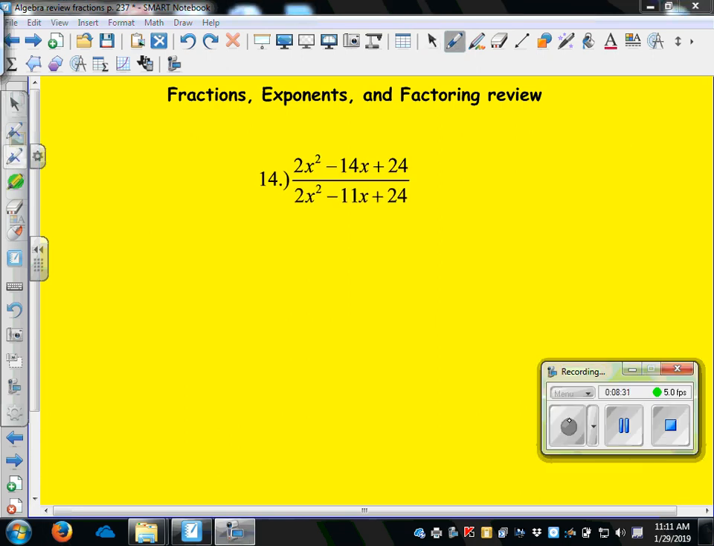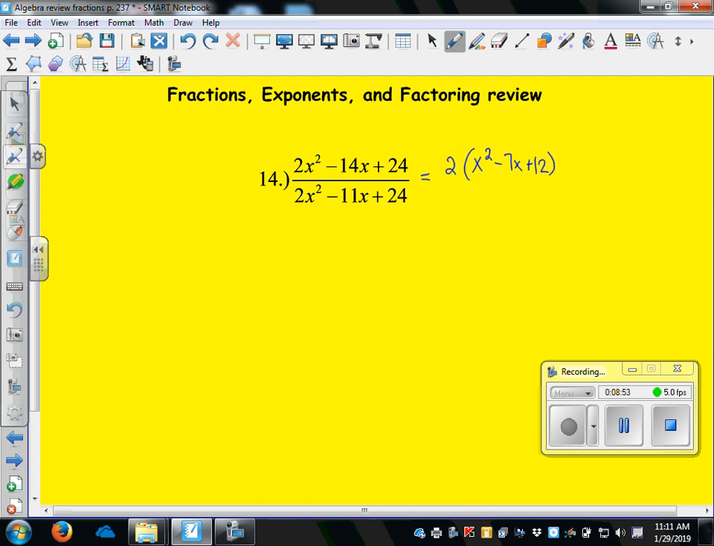Okay, last problem, number 14. When I look at the numerator of this, I notice that all three terms have a greatest common factor of 2. So I'm going to factor a 2 out, and I have 2 times the quantity x squared minus 7x plus 12. And down here in the bottom, I have 2x squared minus 11x plus 24.